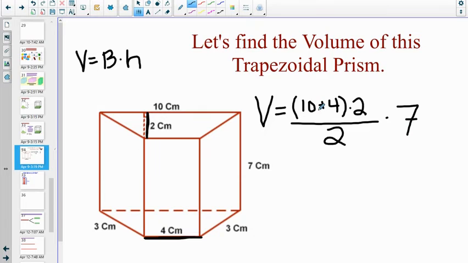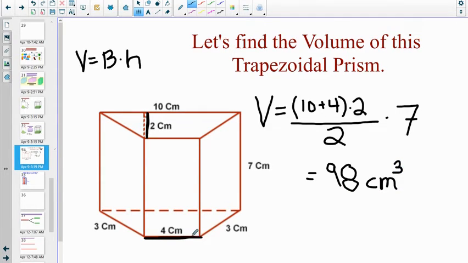So 10 plus 4 is 14. 14 times 2 divided by 2, we're still at 14. And then 14 times 7 is 98. And all of my measurements were in centimeters. So this must be 98 centimeters cubed because we're doing a volume. We've got a three-dimensional measurement.